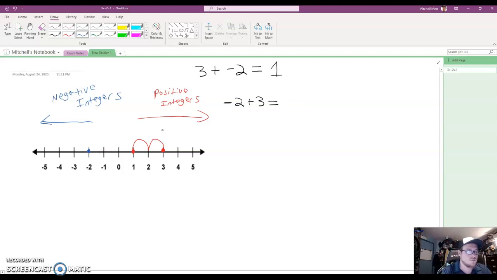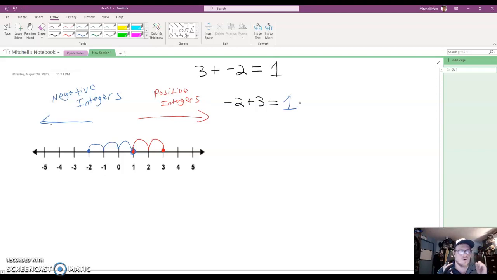So just remember, you start at the first number, and then you're going to go in the direction given by the integer that is the second number. So in this case, negative 2 plus 3. I know this is a positive 3, so I'm going to go to the right, or the positive direction. So in this case, I'm going to go 1, 2, 3. And I should land on the exact same spot. And I should have a 1.